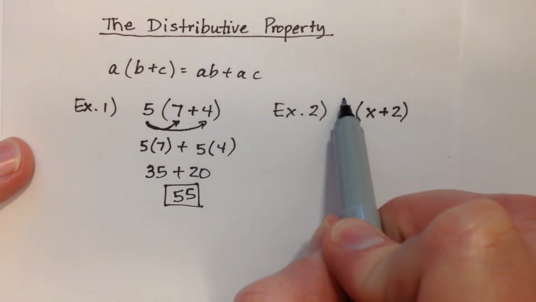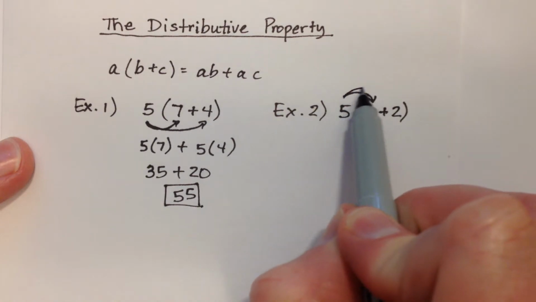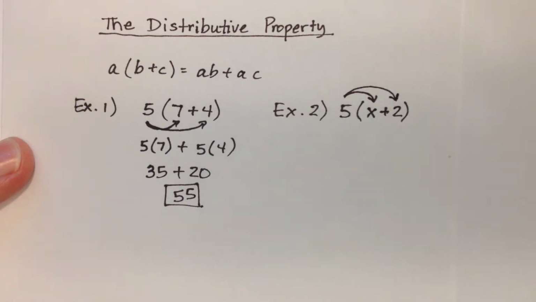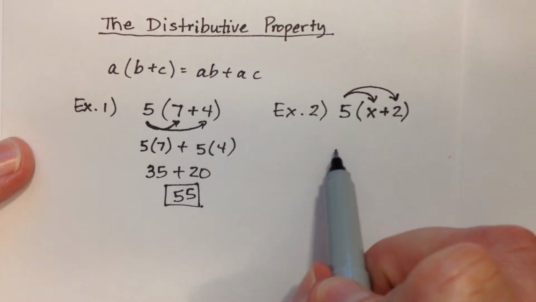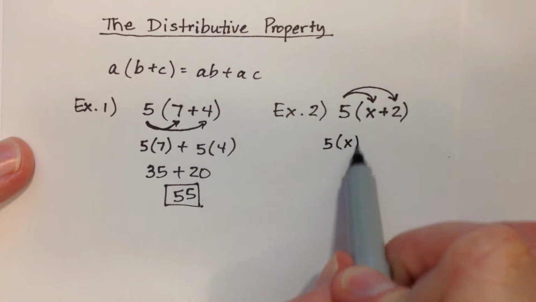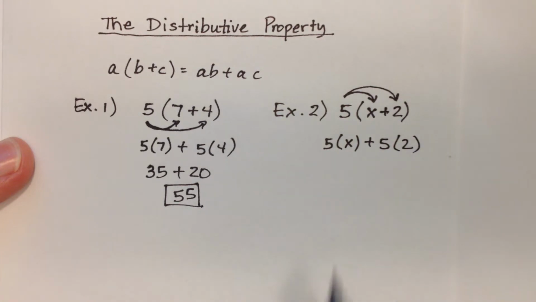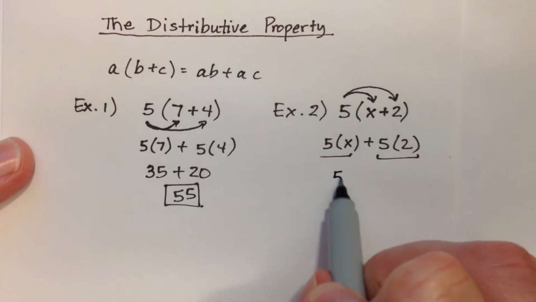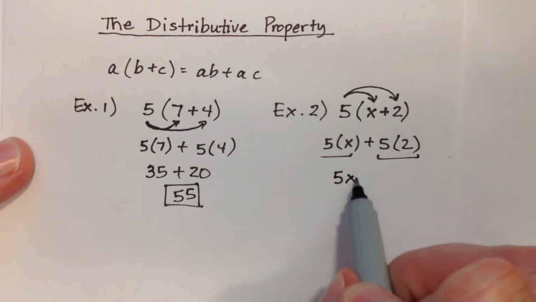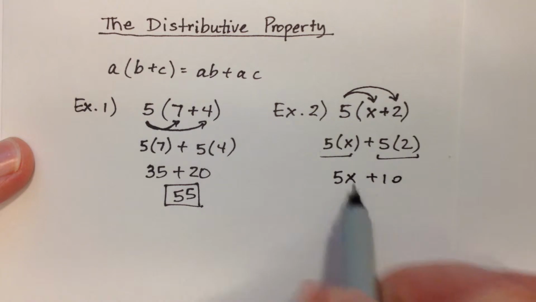So what you're going to do is take this 5, and we're going to distribute that 5 to each one of these terms. So it's going to be 5 times x plus 5 times 2. And then you can simplify each one of these. So 5 times x, well, that's just 5x. And then 5 times 2 is plus 10.